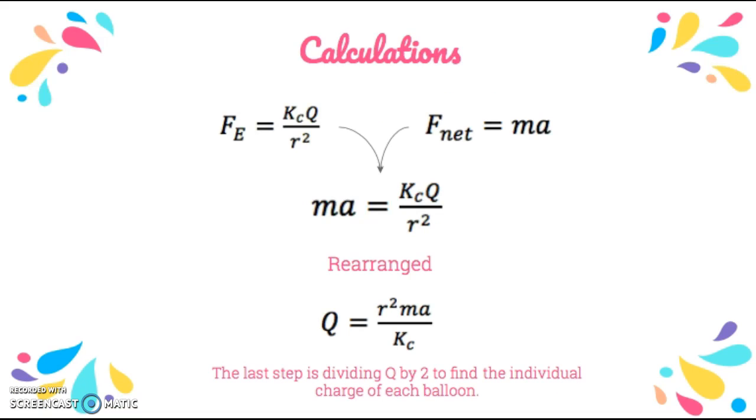Since we are assuming electric force is equal to the net force on balloon 2, we set the electric force equation equal to Newton's second law. This new equation was then rearranged so it is equal to the charge of the two balloons. An average acceleration and distance was used here. We assumed Q1 and Q2 had an equal charge because they were the same size and they were charged for the same amount of time. Therefore, to solve for charge of each individual balloon, we divided Q by 2.